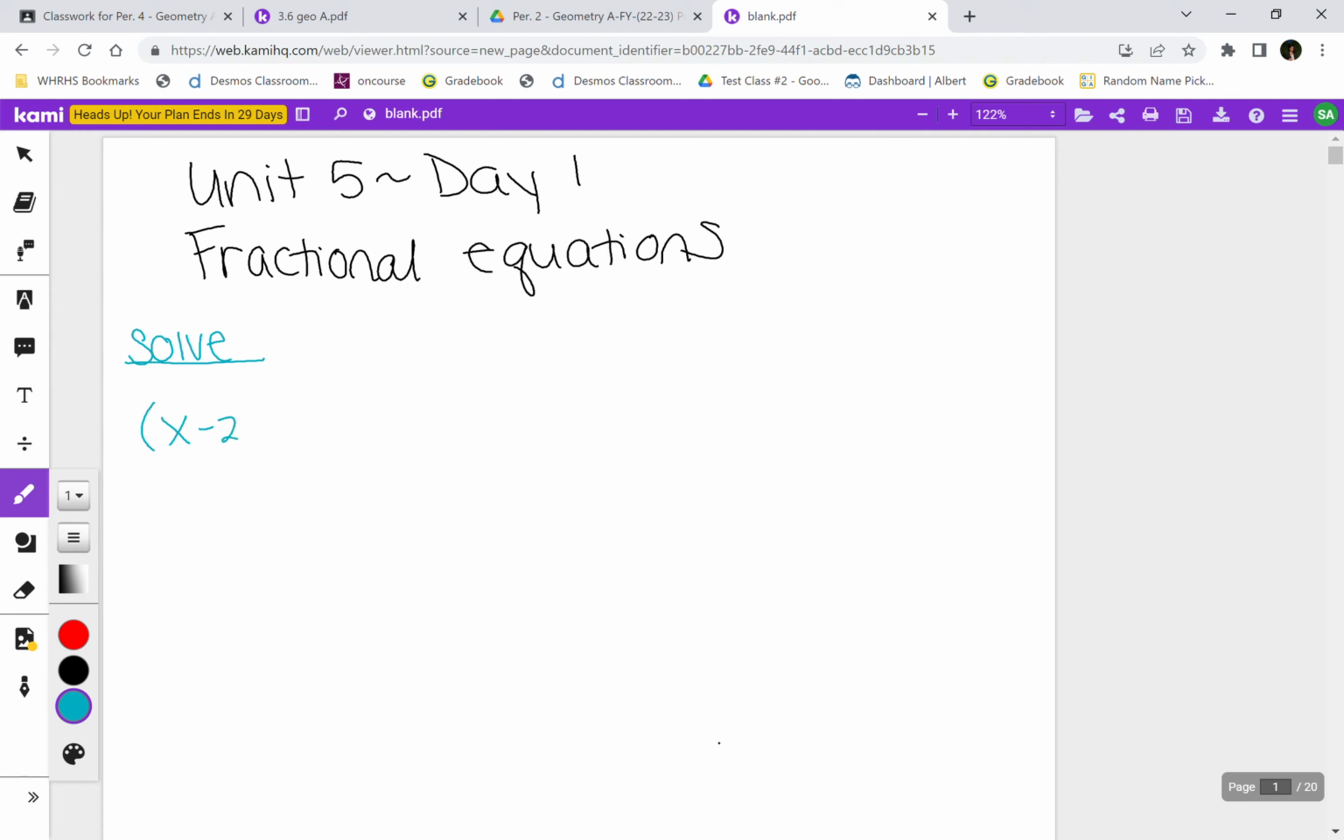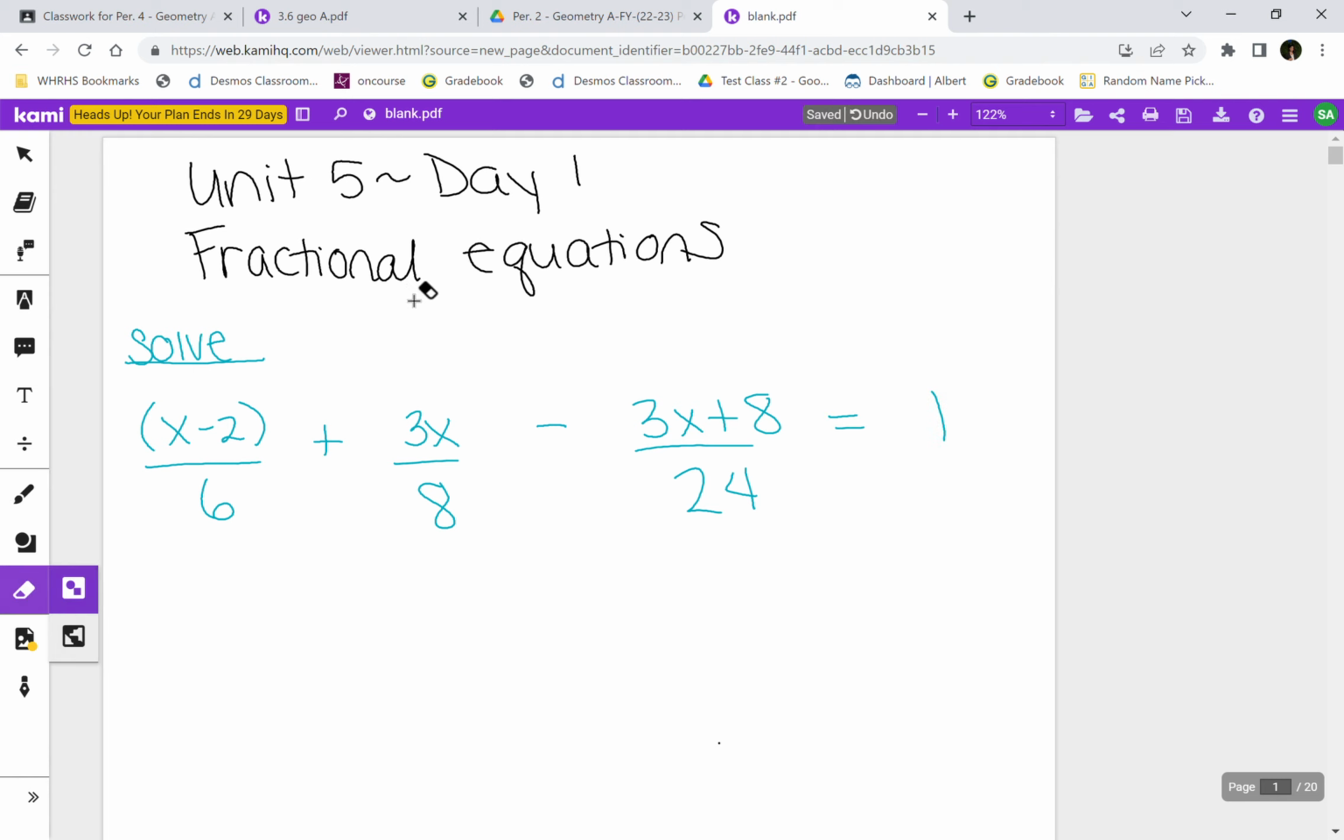So the quantity of x minus 2 over 6 plus 3x over 8 minus 3x plus 8 over 24 is equal to 1. Still algebra 1, maybe a little bit harder algebra 1, but still algebra 1. How does this differ from all the problems we were doing last unit? It's actually equal to something.